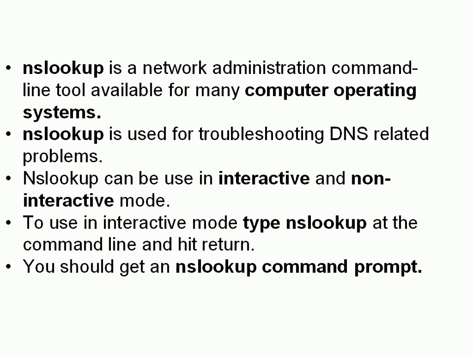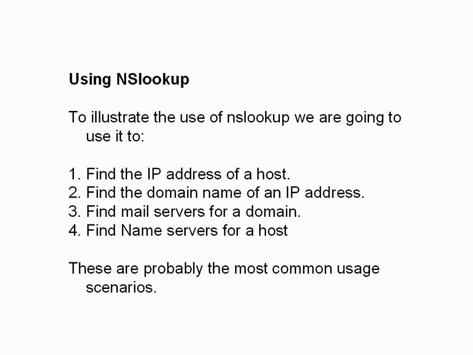To get into interactive mode, you just type Nslookup and hit return, and you should get an Nslookup command prompt. You use the interactive mode when you're going to do a lot of Nslookup queries, and you use the non-interactive mode when you just want to do a single or just a couple of DNS queries. And in this video we're going to use Nslookup to find the IP address of a host, to find the domain name of an IP address, to find mail servers for a domain, and to find the name servers for a host. And they're probably the most common usage scenarios.